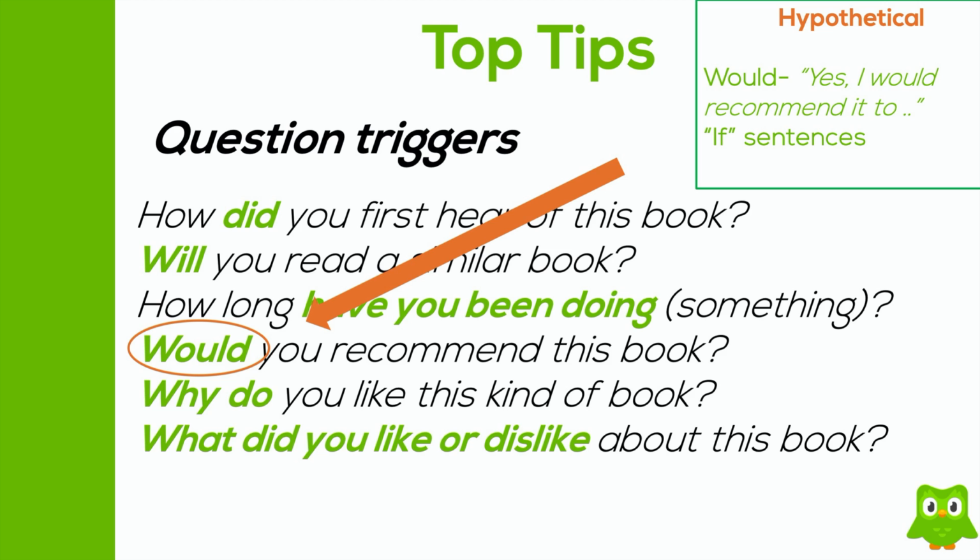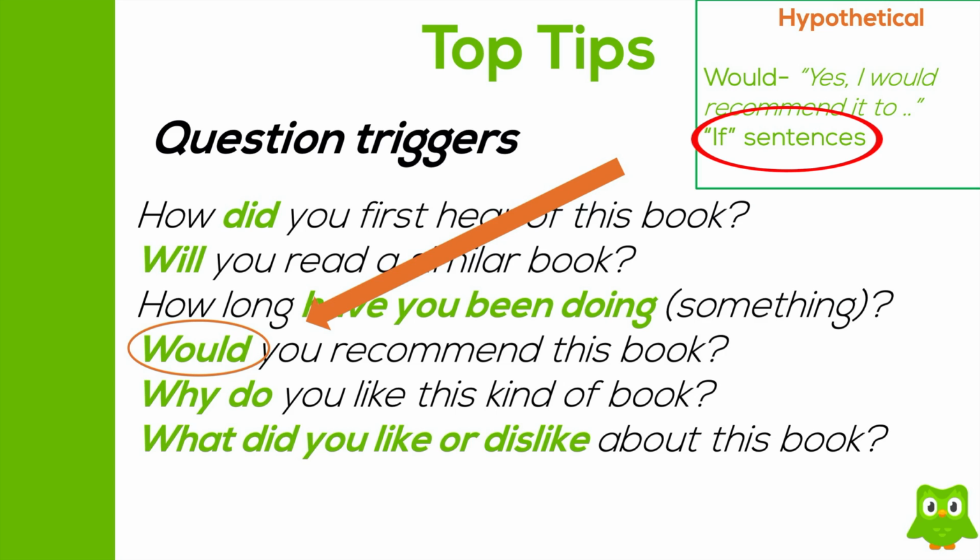Number 4 is particularly difficult and a lot of students lose points by answering this question wrong. This question is a hypothetical question. They usually come in the would form. So would you recommend this book? So to answer this correctly, you have to respond in a hypothetical way. So you could say something like, yes, I would recommend this book because I thought it was really inspiring.